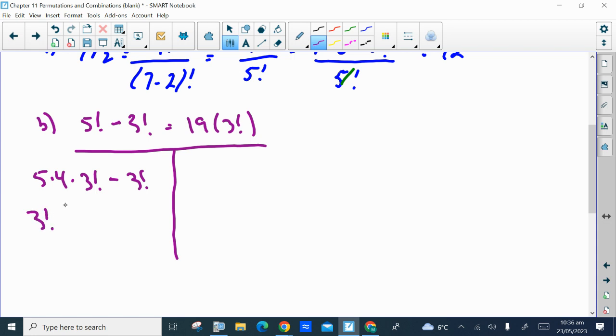And if I take that out as a common factor, I'm going to be left with 5 times 4. That's what I'm left with when I divide that first term by 3 factorial, minus when you divide the second term, which is 3 factorial by itself, you'll get 1 there. So that'll be 3 factorial times 20 minus 1, which is 19. So there we've shown that the two sides are equal. It doesn't matter whether it's 3 factorial first, times 19 second. Order doesn't matter when you're multiplying things together.